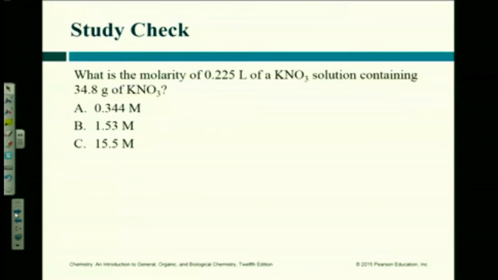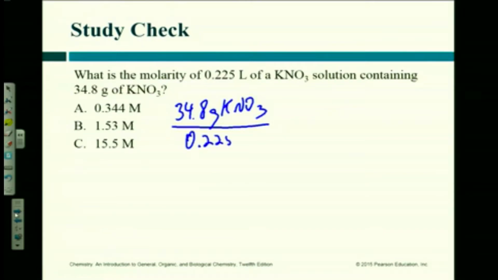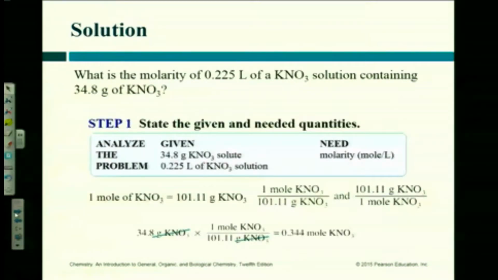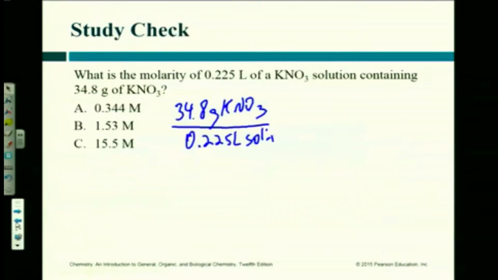What'd you get? Okay. So what do we have? We have 34.8 grams of potassium nitrate, and it's contained in 0.225 liters of solution. Right? Yes. We're good with that? But that's not what I want. Oops. That's so annoying, isn't it? It is.